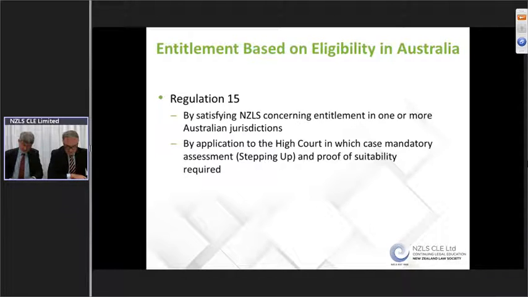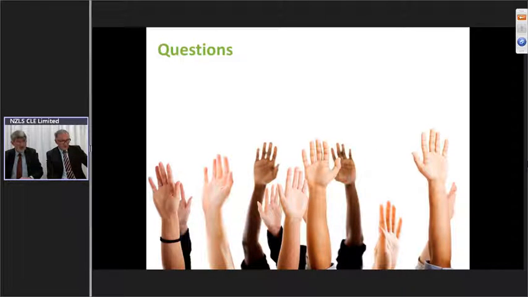In the area that we're concerned about today, practice on own account, if you can establish that you are permitted to practice on your own account or an equivalent concept in an Australian jurisdiction, then you will be permitted to do so in this country, and that is a matter of satisfying the Law Society about your entitlement in an Australian jurisdiction. So I think we're going to move to question time now, and this is quite an important session.